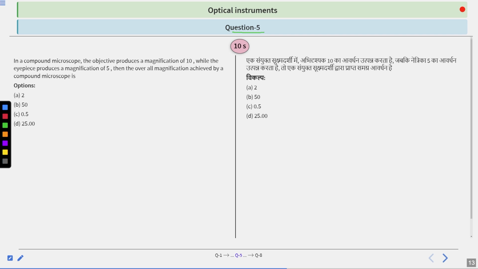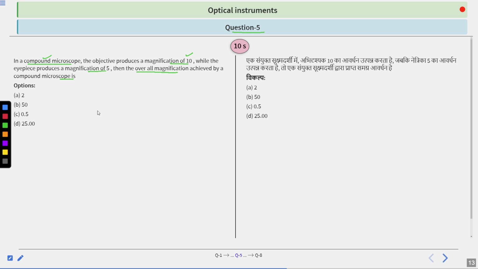Question 5. In a compound microscope, the objective produces a magnification of 10. So here the question tells us about the compound microscope, and the magnification produced is 10, while the eyepiece produces a magnification of 5. So listen carefully. There are two magnifications. First is produced by the objective and that is 10. Second one is produced by the eyepiece and that is 5. Then the overall magnification achieved by the compound microscope is what?